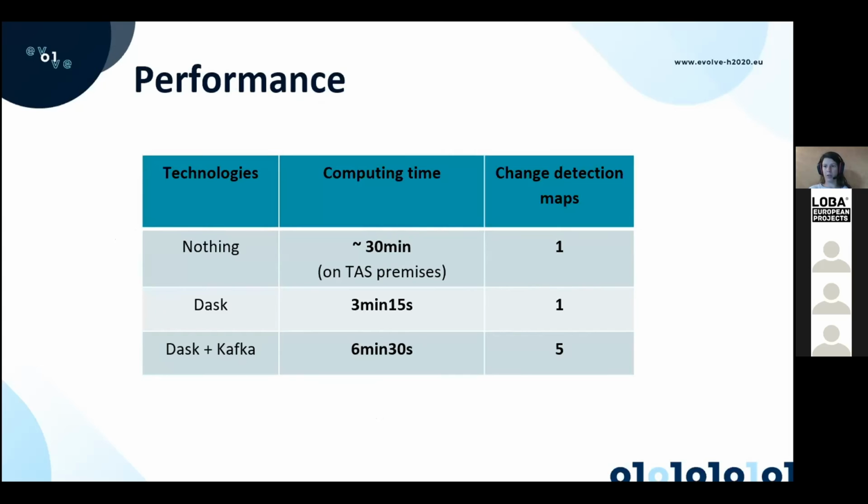Here I will talk about our performance in terms of computing time. Actually, we are currently at this step of monitoring this performance. So before integrating the Evolve project, the pipeline took about 30 minutes to run. So the pipeline was really slow, but as I explained before, we ran it in a sequential manner. Since we have integrated Dask, the computing time has been divided by 10.